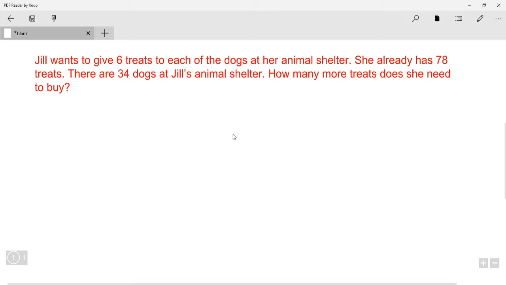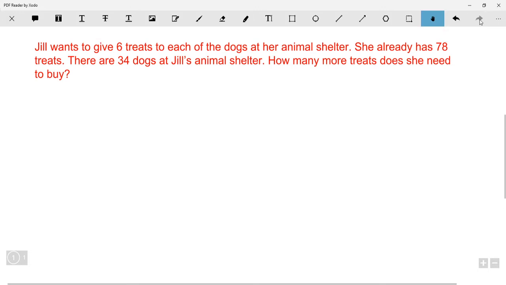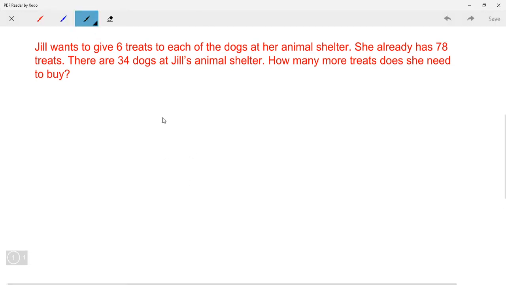Alright, today we are going to go over a word problem. This is a multi-step word problem, as we will see, and also a word problem that involves multiplication and other math, so let's just get right into it.